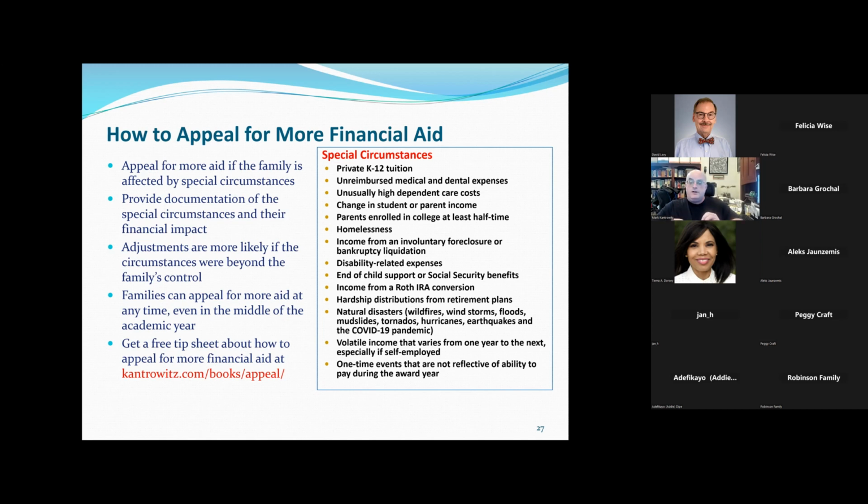The FAFSA does treat the first, it was around 700,000, but with the inflation adjustments, it may be as much as 800,000 of the worth of that business as partially sheltered. Somewhere between 40 and 60% of the business asset is sheltered by the formula. So you report it, and it won't be assessed at 100% unless it's over 800,000 or so. Then that portion above 800,000 is assessed at 100%.